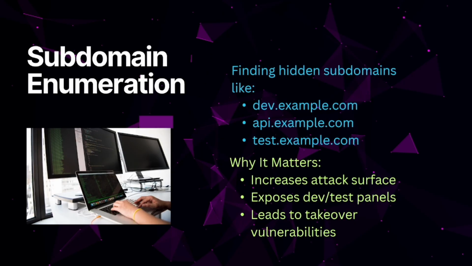Subdomain enumeration is the process of identifying subdomains associated with the main domain. Organizations often use subdomains for development, testing, APIs, and internal services. These subdomains frequently have weaker security controls. Finding subdomains significantly expands the attack surface. Now that we have completed passive reconnaissance, we will move into full subdomain enumeration.